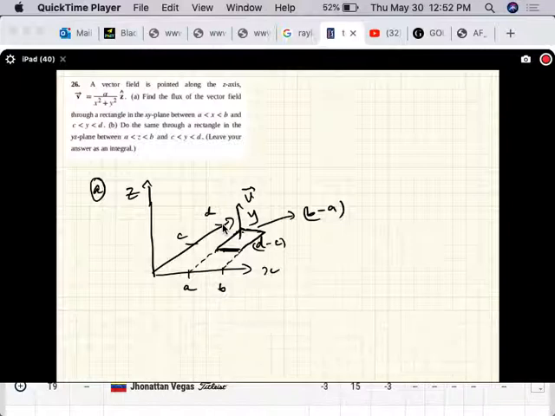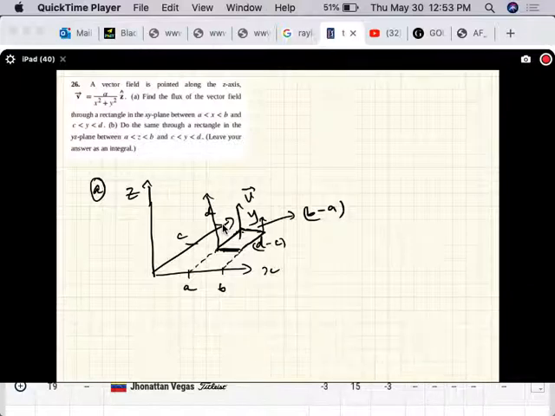Okay. And what you can see from this functional form, x squared plus y squared is the greatest in this corner, so v is the smallest in that corner. So v will be the smallest in this corner, and it will be the greatest in this corner. So that's how the vector field looks like. And what you want to do is find the flux.